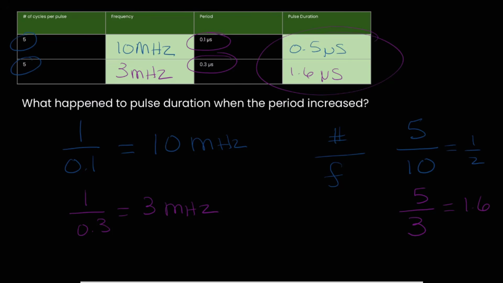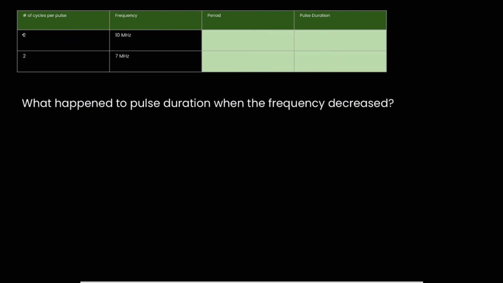So we had 5 cycles for both. If the period for the top one is shorter than the period for the bottom one, then it stands to reason that the pulse duration is going to be longer when there is a longer period. We can say that when period increases, pulse duration increases. They are directly related. Let's take a look at the last chart.